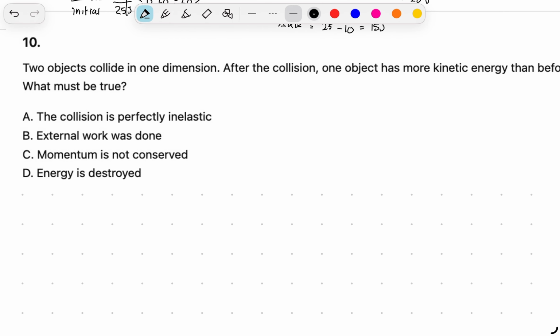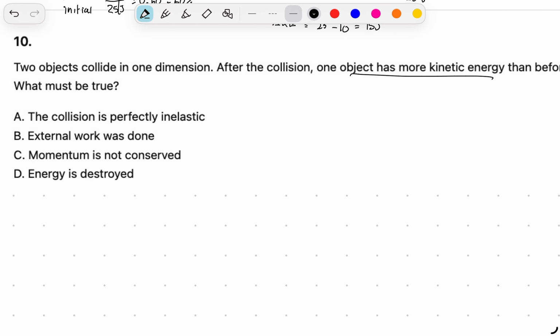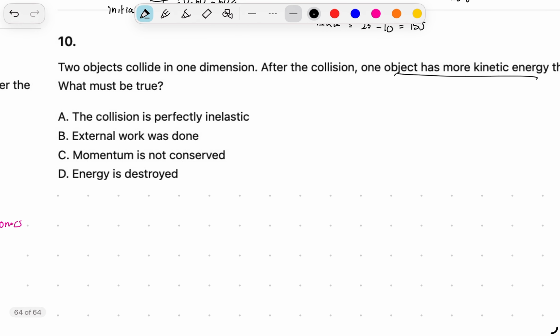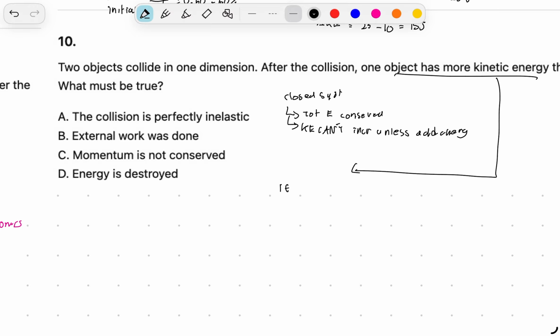Two objects collide in one dimension. After the collision, one object has more kinetic energy than before. What must be true? Well, if you have a closed system, that means that total E is going to be conserved, and kinetic energy can't increase unless energy is added. So that means that if kinetic energy increases, that means external work was done.